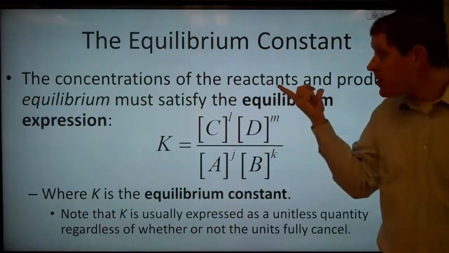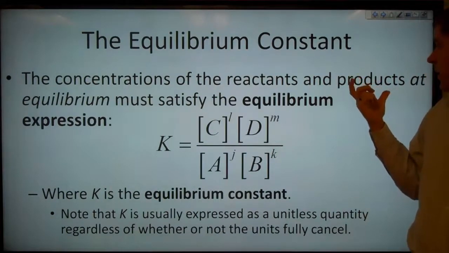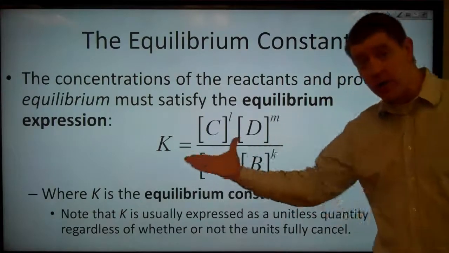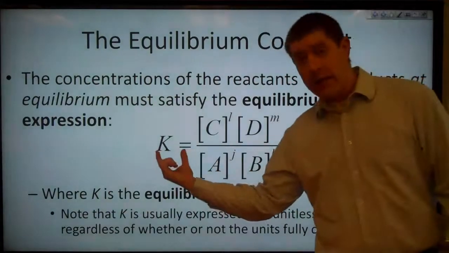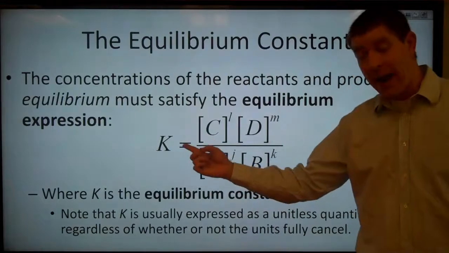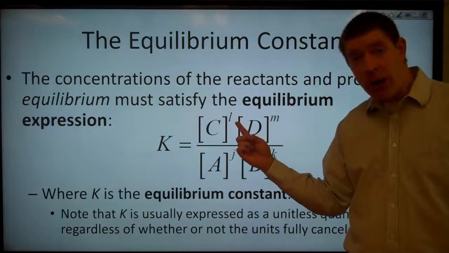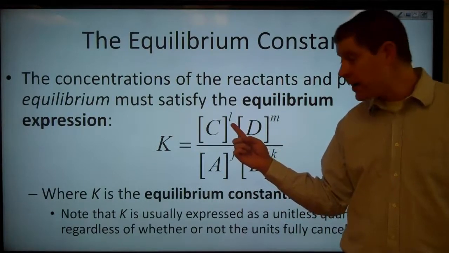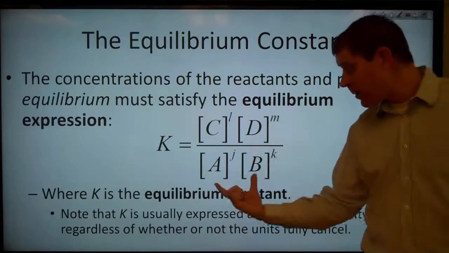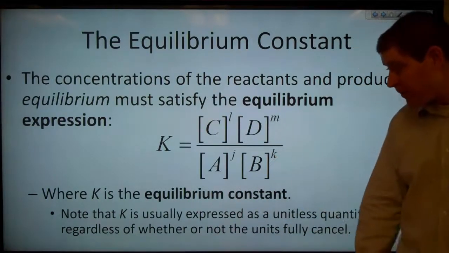So the concentrations of the reactants A and B and the products C and D at equilibrium have to satisfy the equilibrium expression. Now the equilibrium expression is given here, where we have K. K here is called the equilibrium constant. So we have K, that's a capital K by the way. K is equal to the concentration of C to the Lth power, remember L was the coefficient on C, times the concentration of D to the Mth power divided by the concentration of A to the Jth power times the concentration of B to the Kth power.